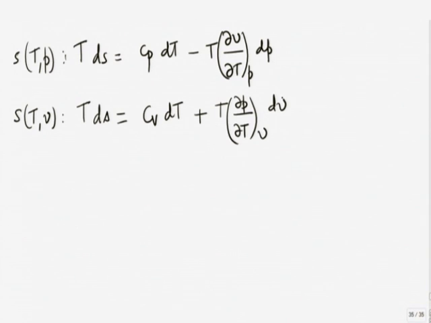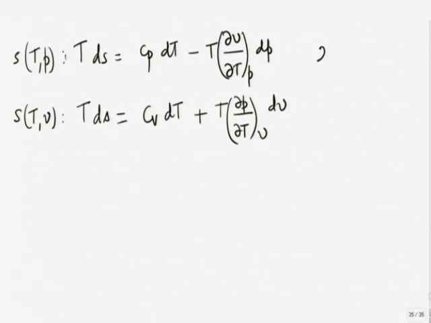Notice the similarity, notice the differences. Wherever there is a P here, there is a V here. Wherever there is a V here, there is a P here. P becomes V, V becomes P. And wherever there was a partial derivative involved, the sign had changed.